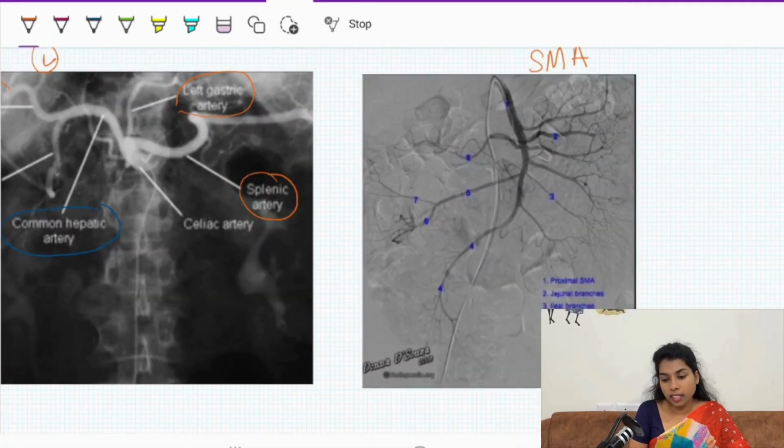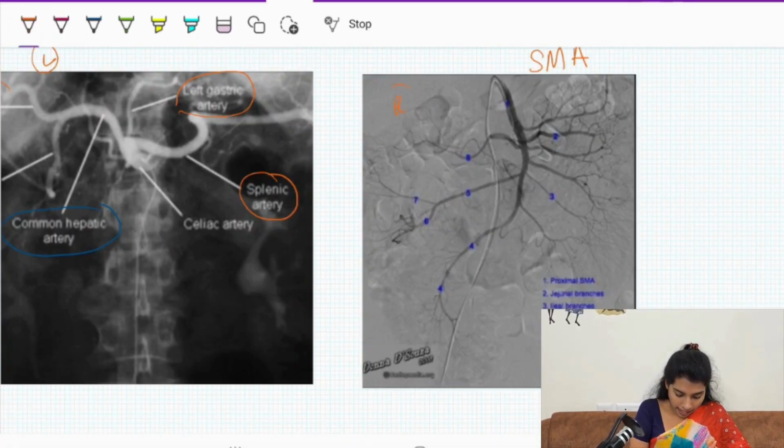Superior mesenteric artery, the most commonly asked question is, what is the first branch of the superior mesenteric artery? The first branch is the inferior pancreatico-duodenal artery. Most of the time it is not visible on a DSA run. So, on a DSA run, what can you see?